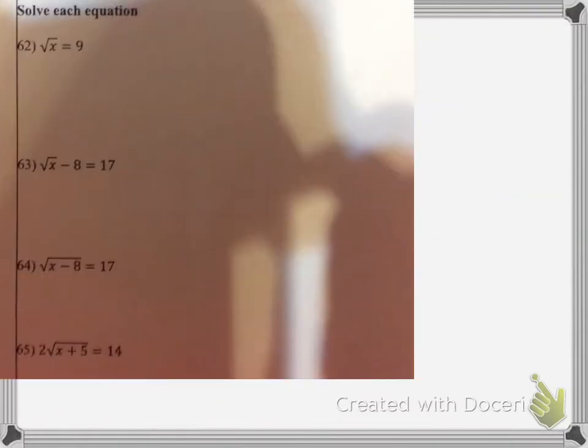So how is 62 through 65 different? Well, they're different in the sense that once you have this perfect square, or once you have the square root by itself, you square. Because again, remember, squares and square roots are opposites. Square 9, you get 81, and that's it. That's your answer, 81.